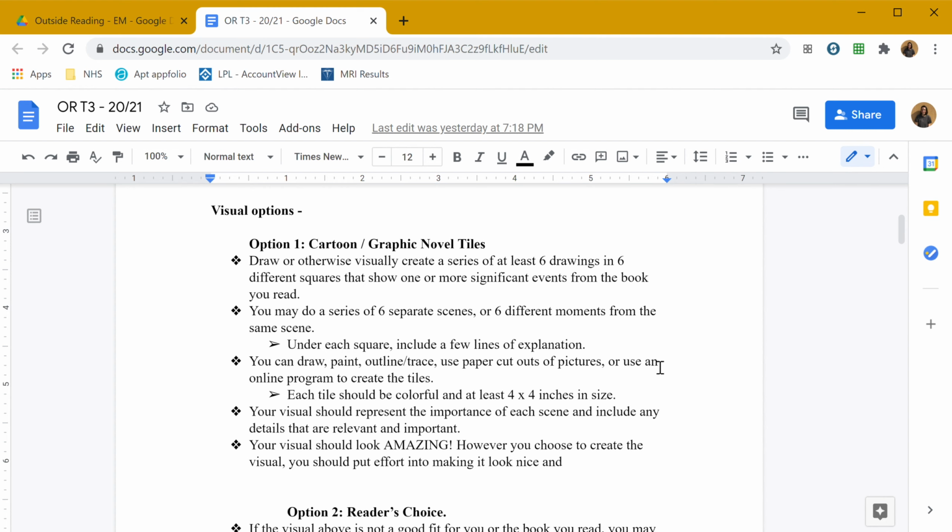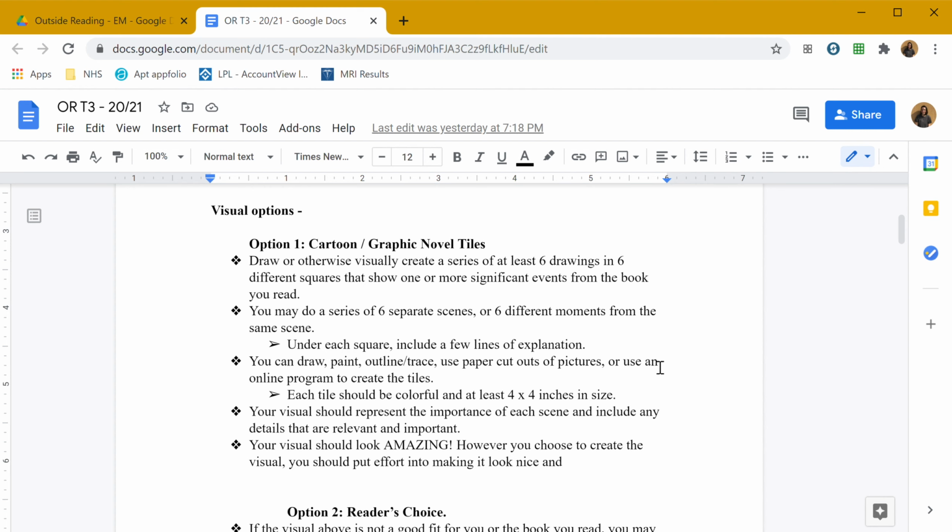If you've ever read a graphic novel, it basically is told in a series of pictures that a lot of the times have words within the pictures as well, but they also sometimes have explanations along with each of the tiles of what might be happening, or extra details.